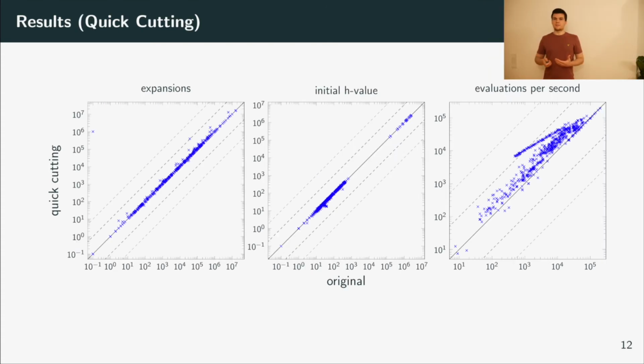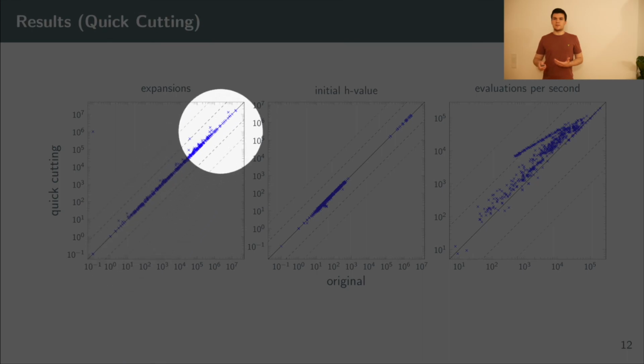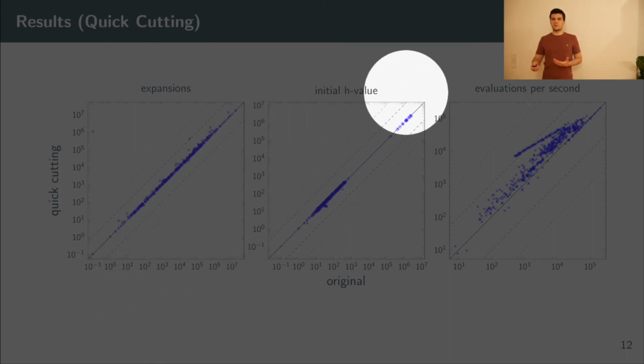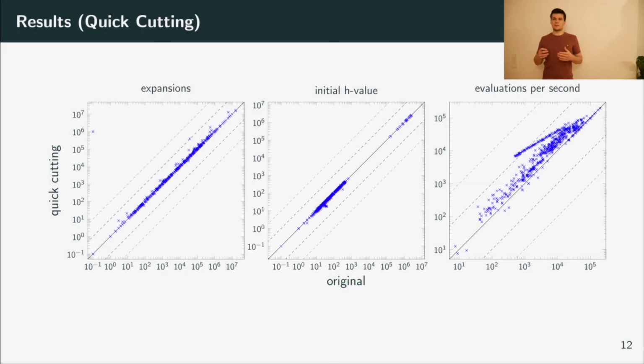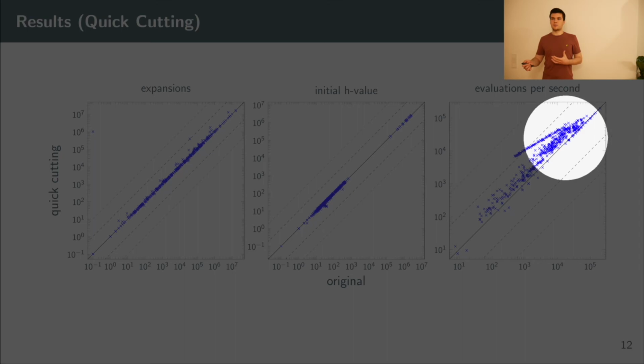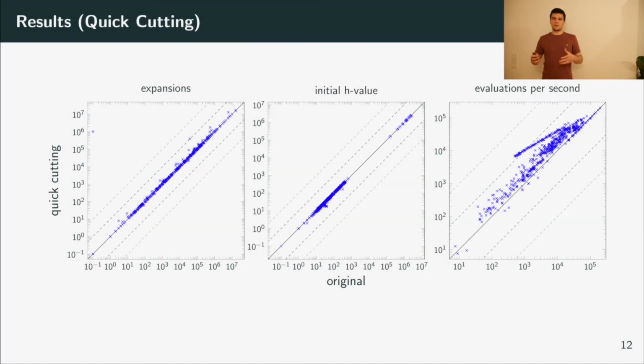So let's have a look at the results. The results of quick cutting just show what we want. When you have a look at the expansions and the initial heuristic value, you see that they stay roughly the same. So this should mean that we don't really lose information with our overestimation. But if you look at the evaluations per second, you can see that they are a lot more. So we really gain the speed up, but don't lose information, which is exactly what we wanted.